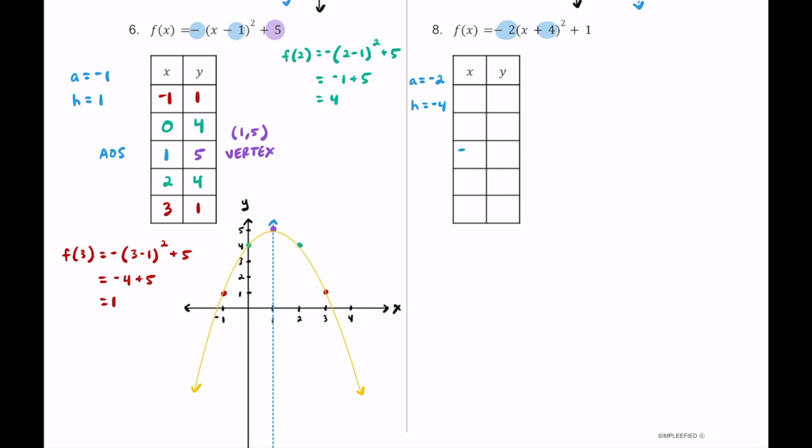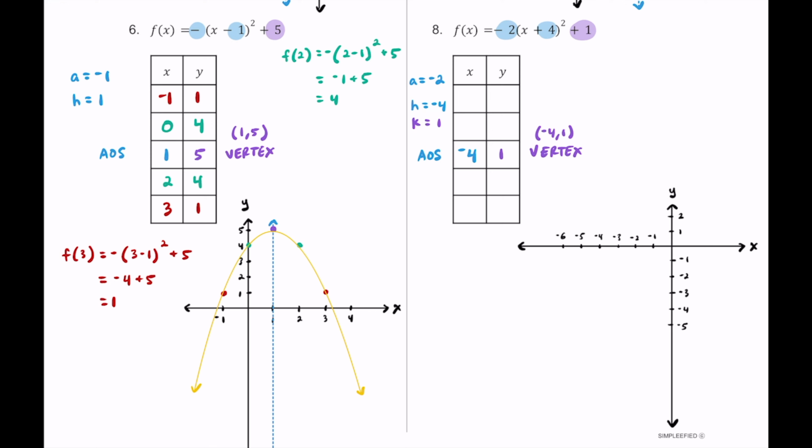So that's going to be where AOS is going to be at x equals negative 4. And then finally, this +1 over here lets us know that k is going to equal +1. So that's going to be letting us know where the y value is for our vertex. So our vertex here is going to be at -4, +1. And so let's see where this is going to be on a coordinate plane.